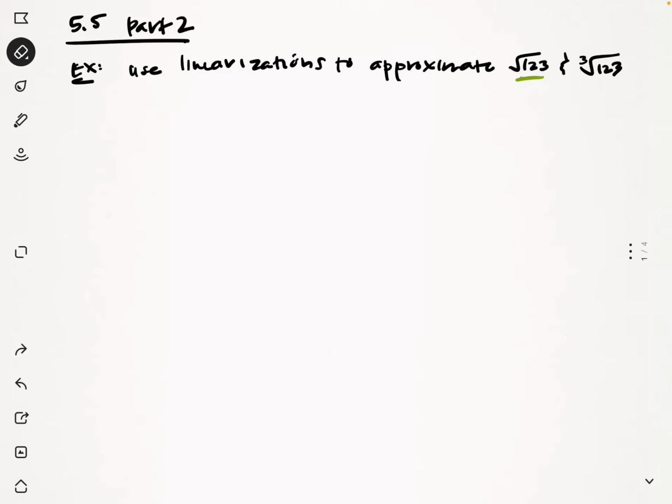Today we're looking at 5.5 part 2. So we're continuing linearization and all that stuff. So let's just jump into it.